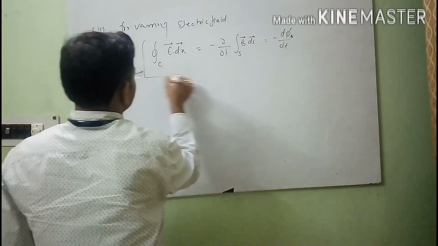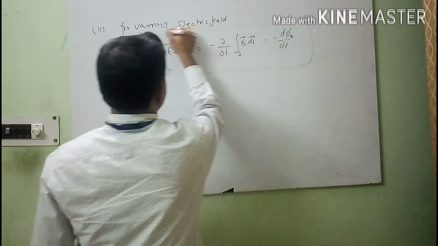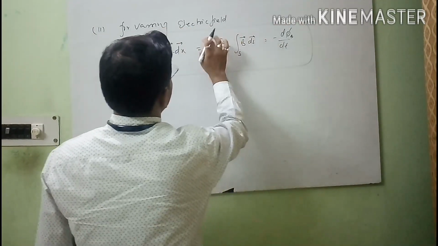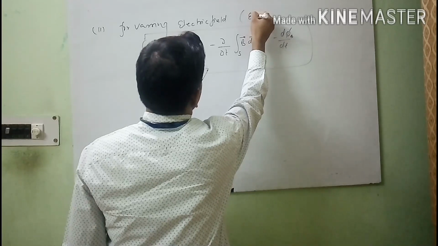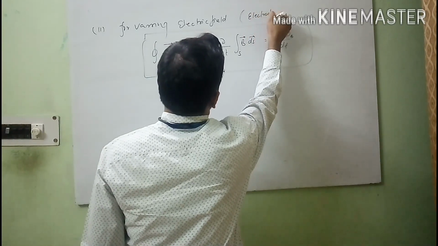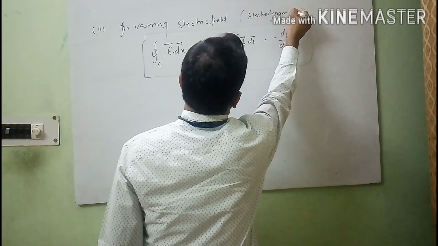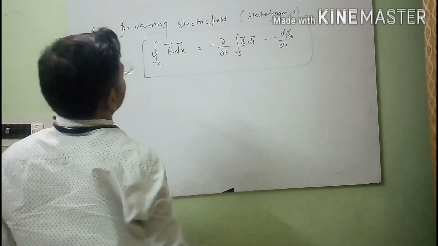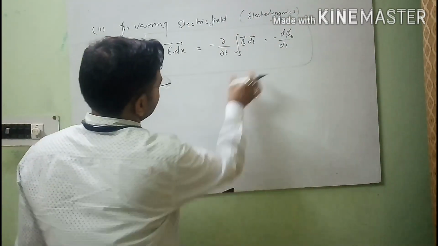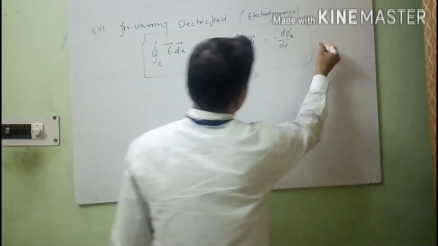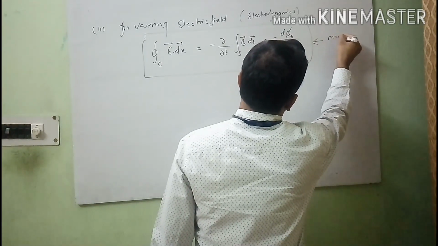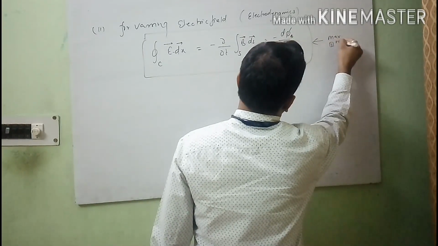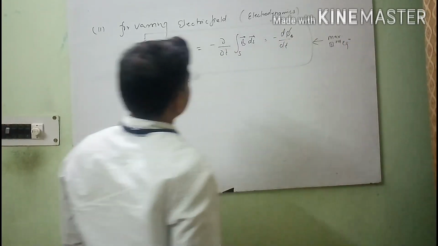So here this is the equation, which is a part of electrodynamics, in which the electric field is varying. This equation is called Maxwell's third equation. So these are the two equations.